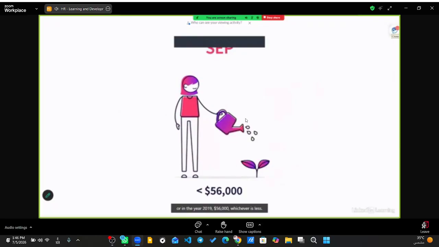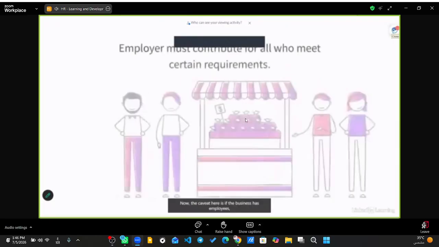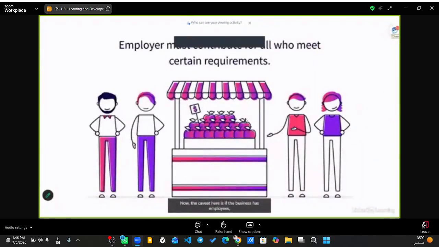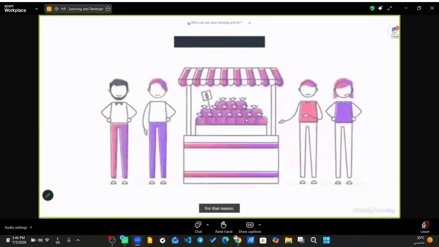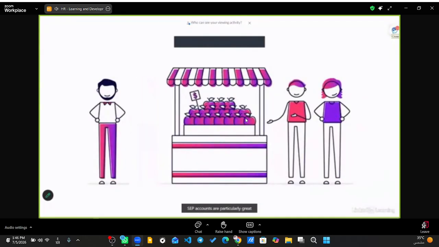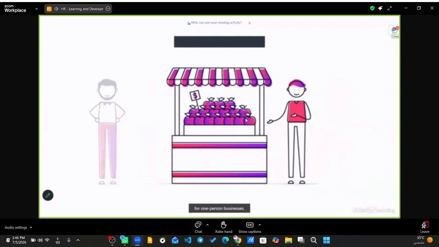$56,000, whichever is less. Now, the caveat here is if the business has employees, the employer must contribute for all who meet certain requirements, like how long they've worked at the business. For that reason, SEP accounts are particularly great for one-person businesses.